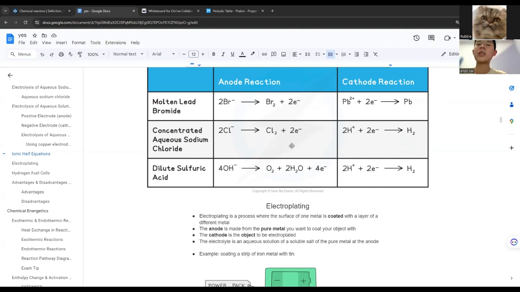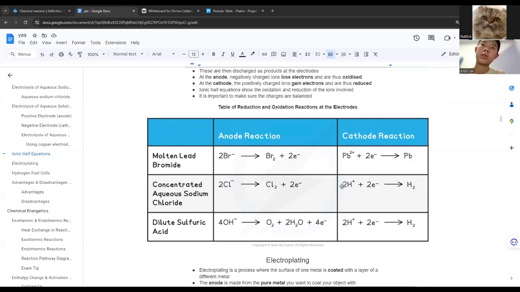Reduce is gain, right, Rob? Reduce is gain, yeah. Oxidized is lose. Is it like the opposite? Yeah.